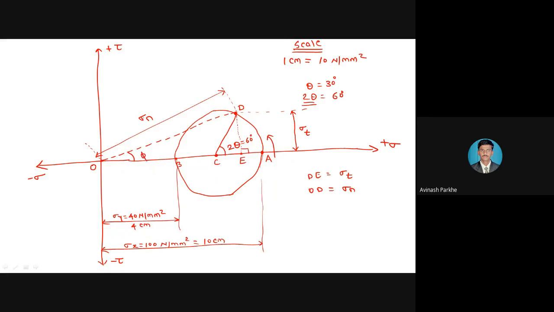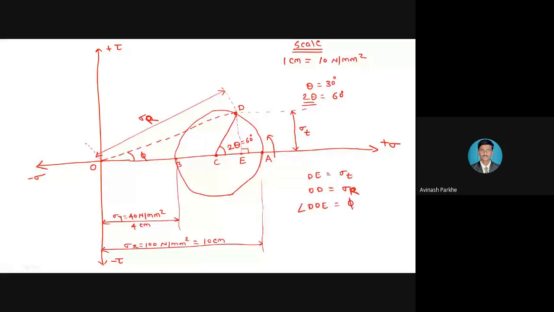Sorry, this OD distance is called as a sigma R. By mistake, I have written sigma N. OD distance is called as a sigma R. DE distance is represented as a sigma T. Okay. Then angle DOE. So here angle DOE is called as a angle of obliquity as a phi.